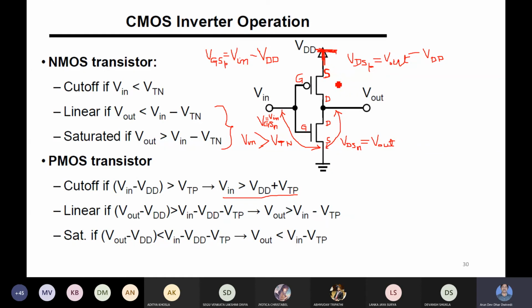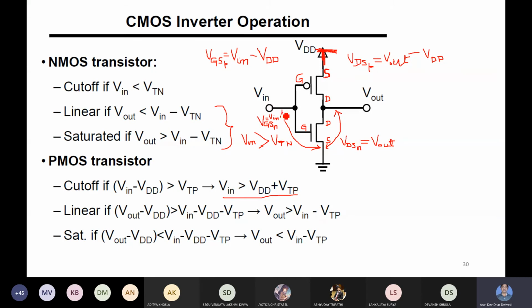The PMOS is connected on the upper side, the pull-up network, and the NMOS is connected in the pull-down network. Both drains are connected common, and from in between them the output is taken. This is the source of the PMOS, this is the gate of the PMOS, this is the gate of the NMOS, this is the drain of the NMOS, and this is the source of the NMOS.